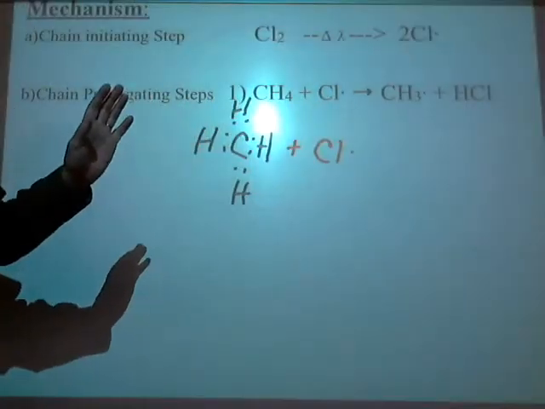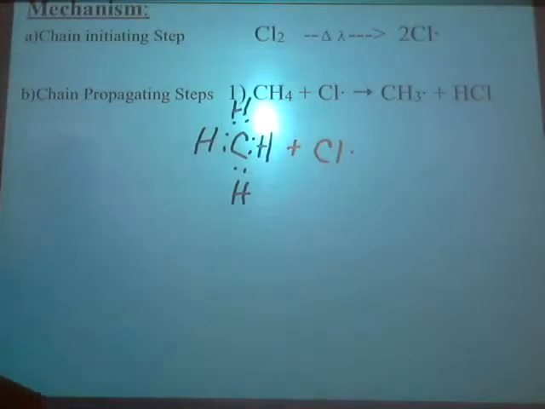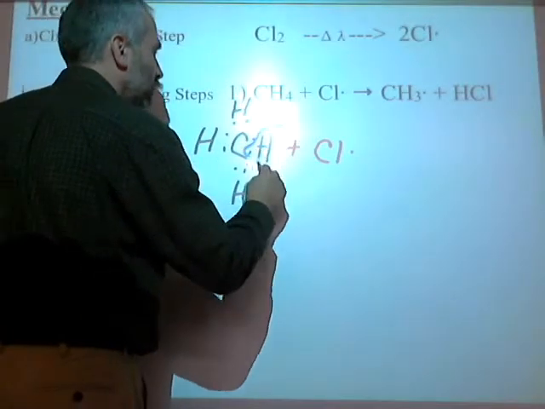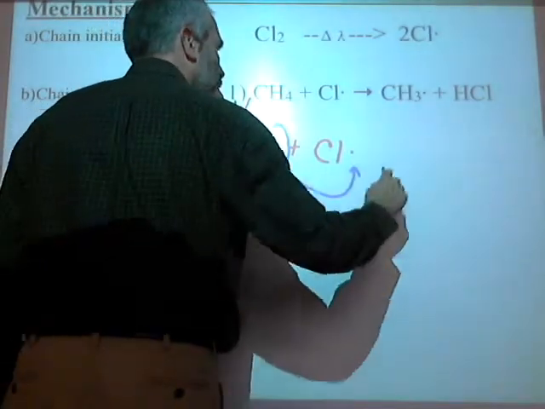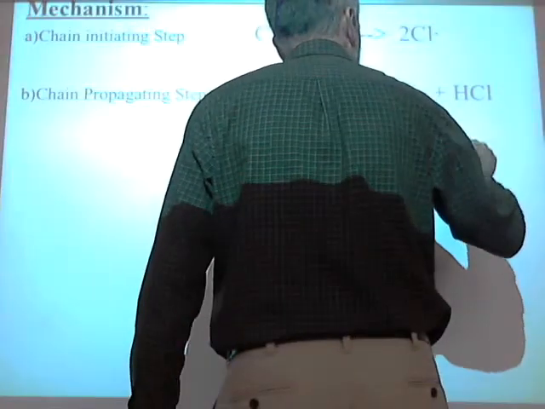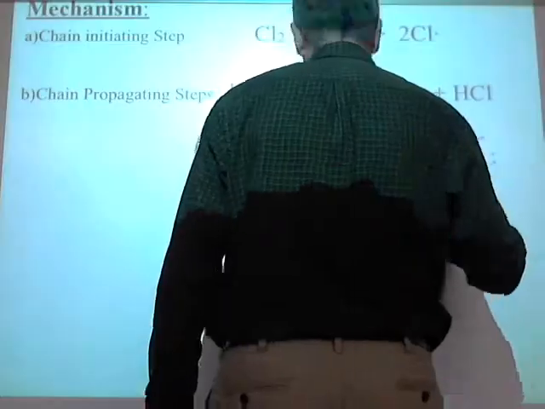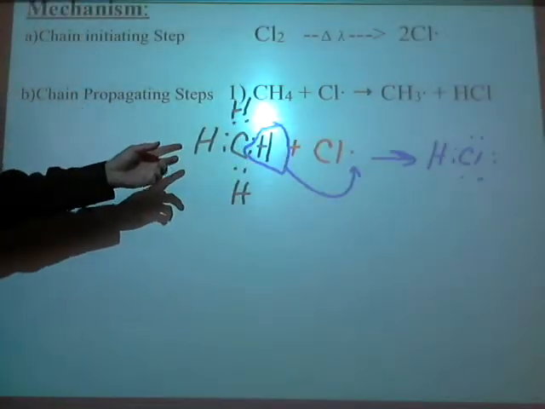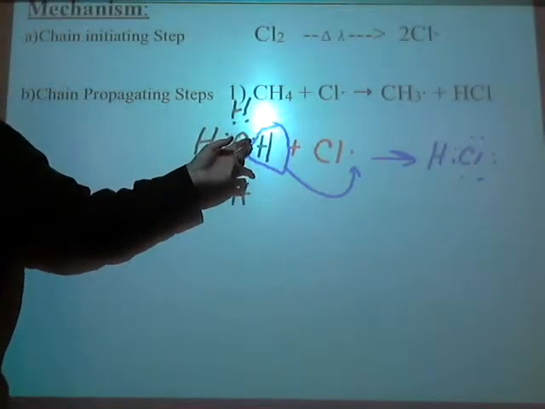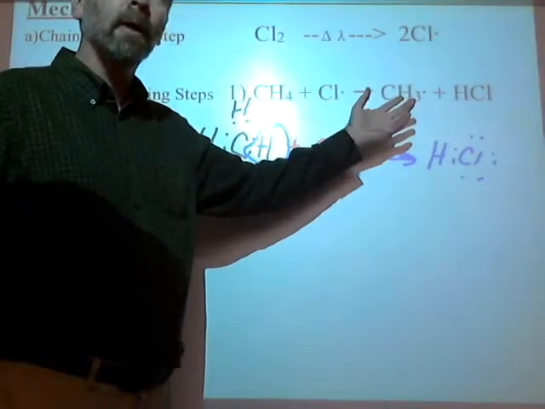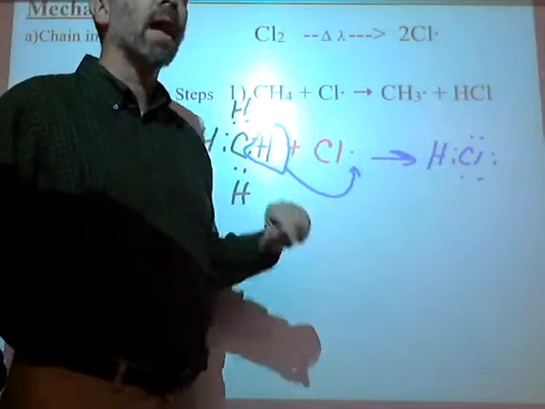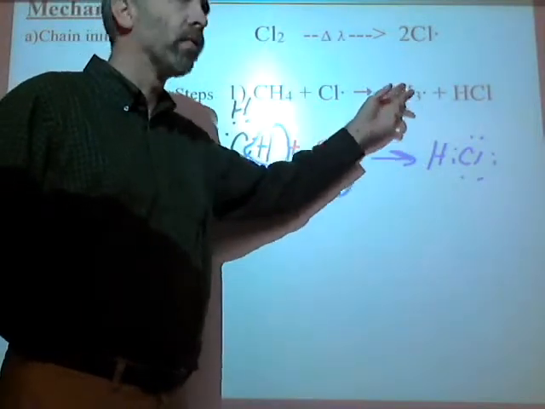What does he take? He takes a hydrogen and one of his electrons, right? And he puts them over there, and I'll get an HCl. What does that leave for him? He left one of those electrons behind, didn't he? So that methane is now a methyl free radical. He's now a methyl free radical.